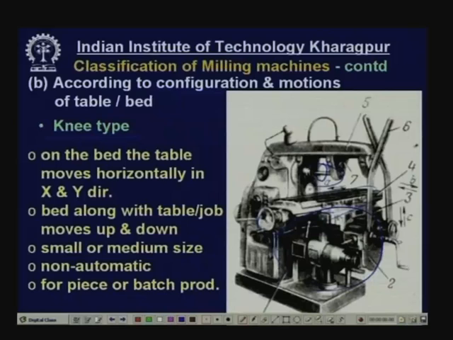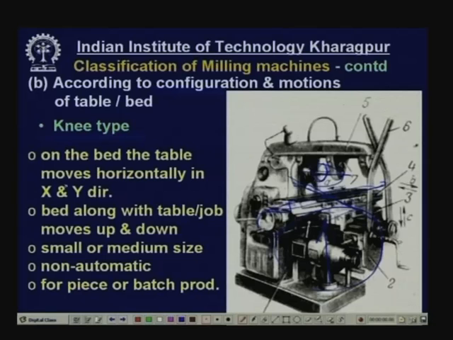Say, first is knee type. The bed looks like a knee and it is resting on a screw, a static screw, and guided by vertical guides. So this bed can move up and down. On the bed, the table can move along the x direction, forward or backward, and along the y direction, that is towards the operator and away from the operator. This is longitudinal feed, this is cross feed, and vertical feed is given on the bed. The cutter rotates only in one position, mounted on a horizontal axis milling arbor.